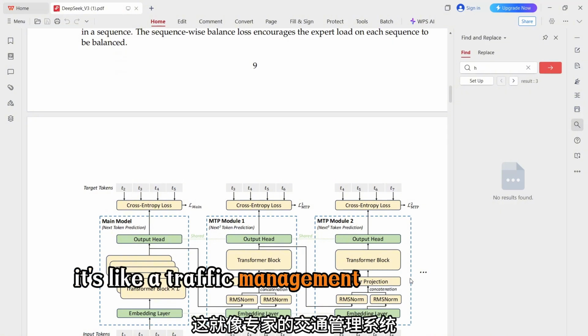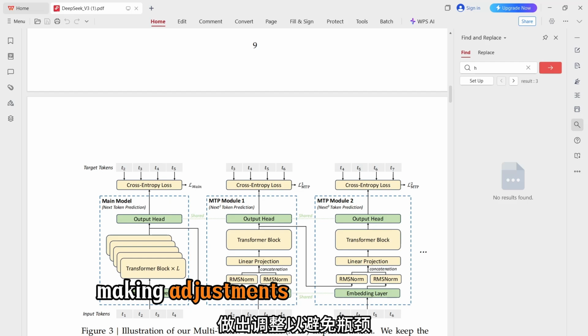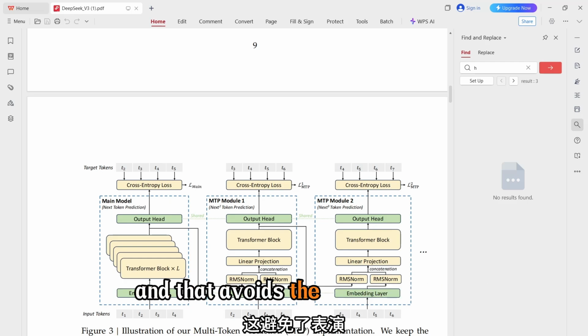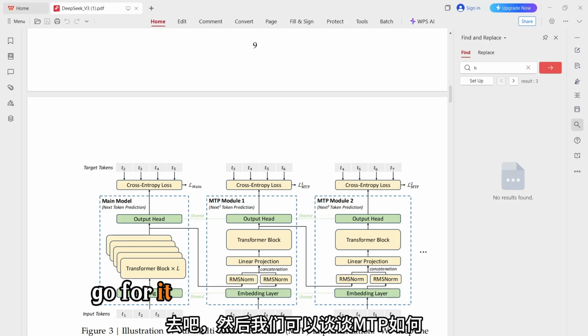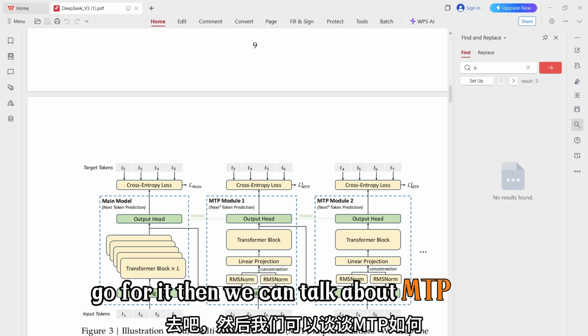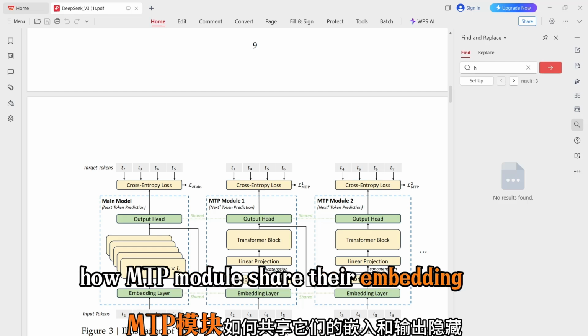Yes, it's like a traffic management system for the experts. Yeah, constantly monitoring the flow and making adjustments to avoid bottlenecks. And that avoids the performance hit of the auxiliary loss. That's right. Then we can talk about MTP, how MTP modules share their embedding and output head.